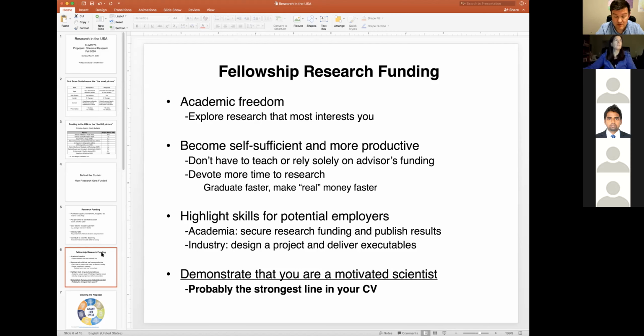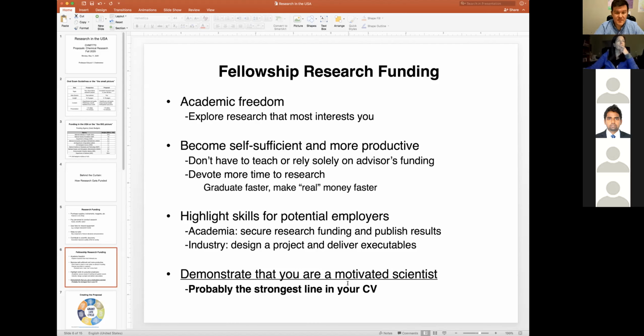But the last, and probably the most important, aspect of securing fellowship research funding is really being able to demonstrate that you are a very, very motivated scientist. And this will probably be the strongest line in your CV when you're applying for postdoctoral jobs or faculty jobs or any other jobs for that matter.